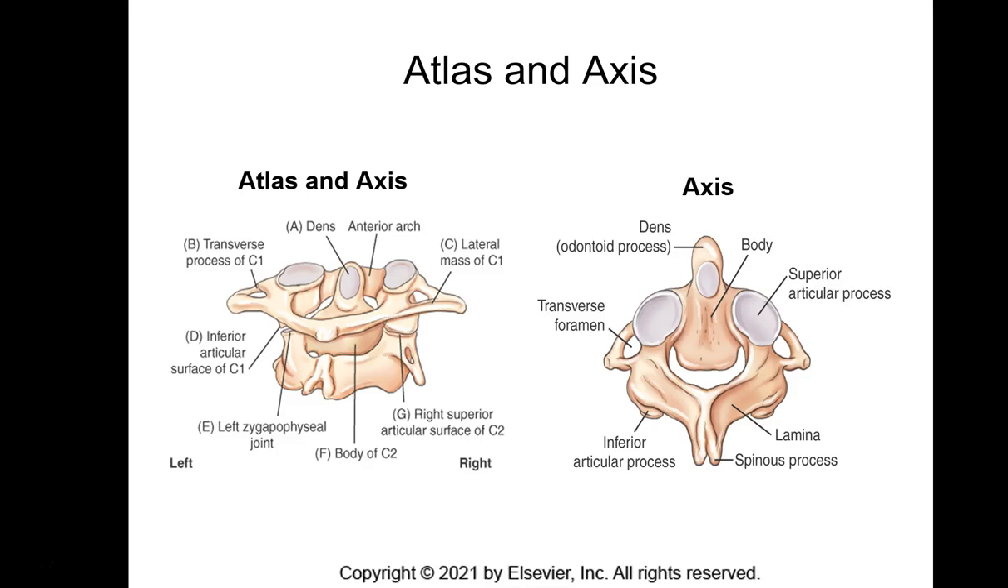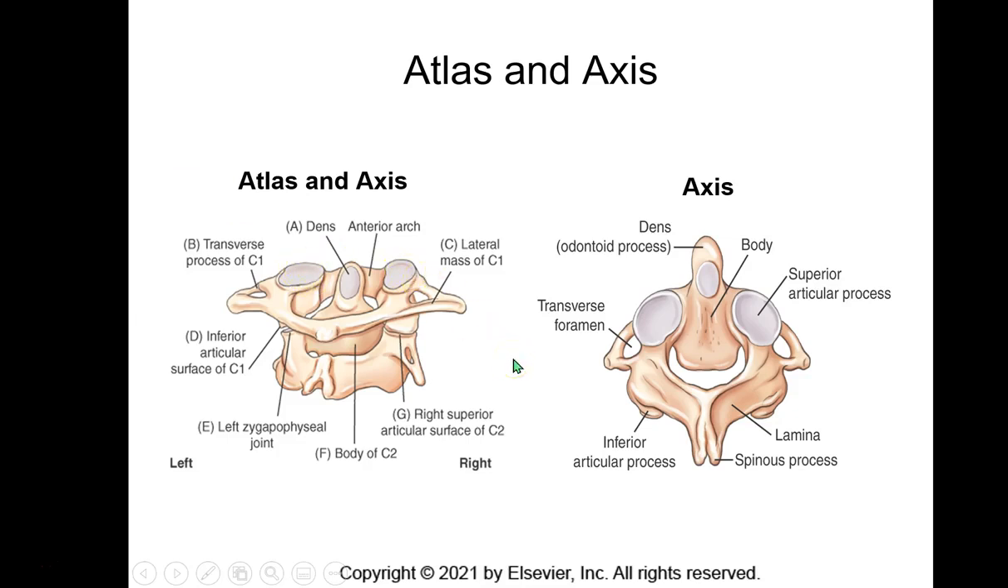Rotation of the head occurs between C1 and C2, and the dens acts as a pivot point. Okay, thus the name the axis. The superior facets of the superior articular processes that articulate with the skull also assist in rotation of the head. Okay, and remember we're talking about this.